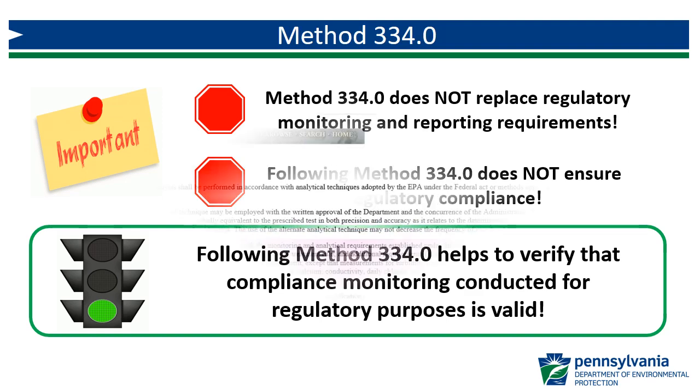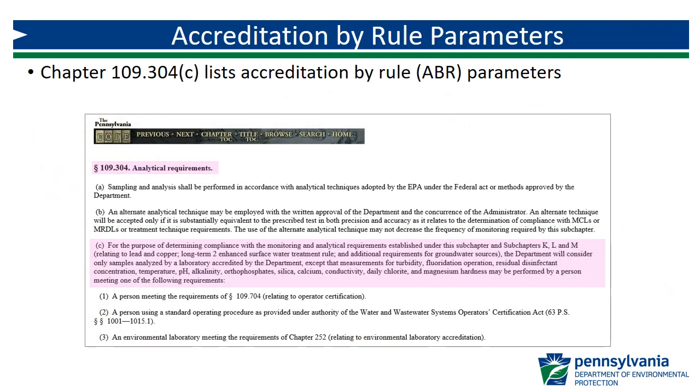Now that you know what Method 334.0 is, let's look at why it is required. Section 109.304C of the Chapter 109 Safe Drinking Water Regulations lists several parameters known as Accreditation by Rule or ABR parameters.